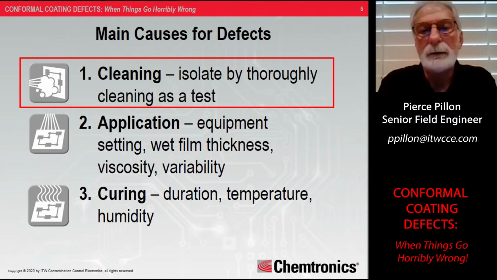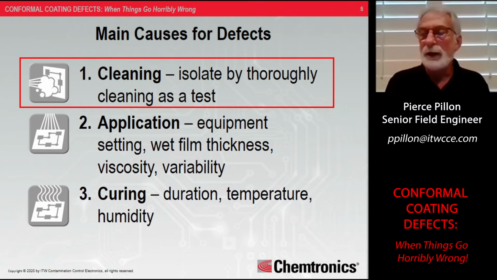Okay, cleaning, or perhaps lack of cleaning. That's one big category that can be ripe for creating these conditions that may be defects. And you can isolate that. You can take a new board or a new assembly, coat it, and see if it corrects that defect. And then, of course, you want to validate that by additional testing.